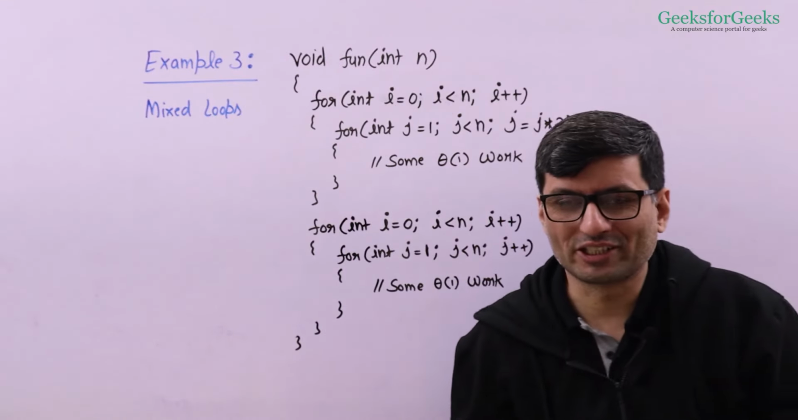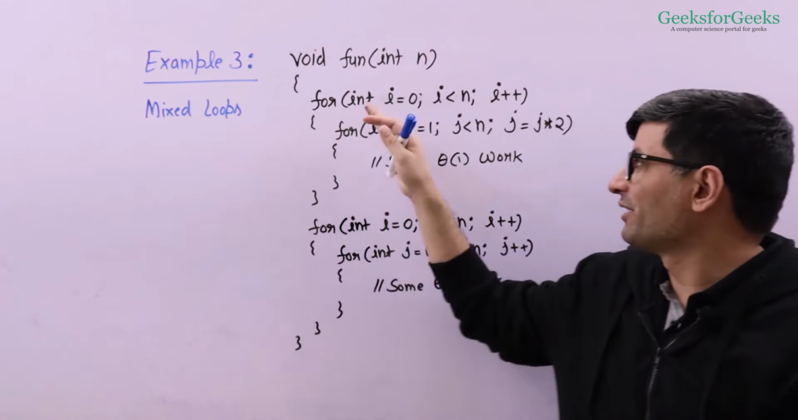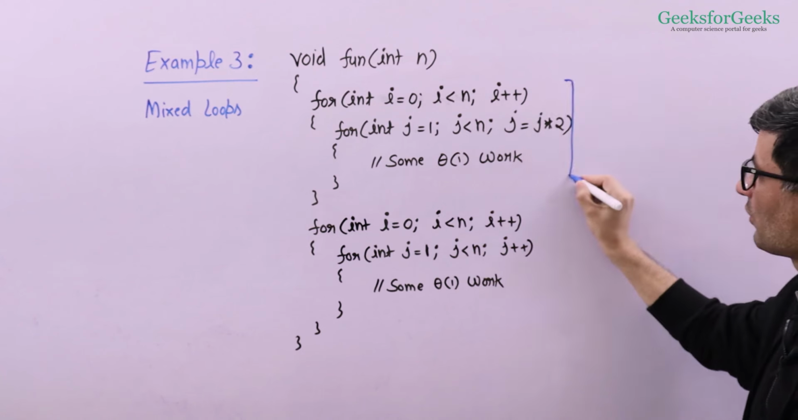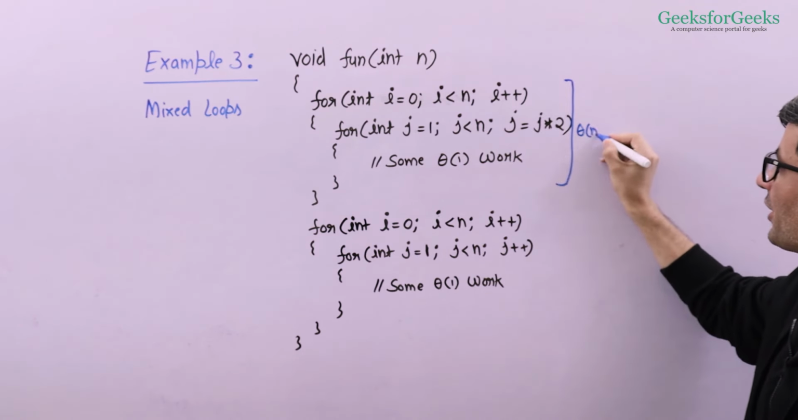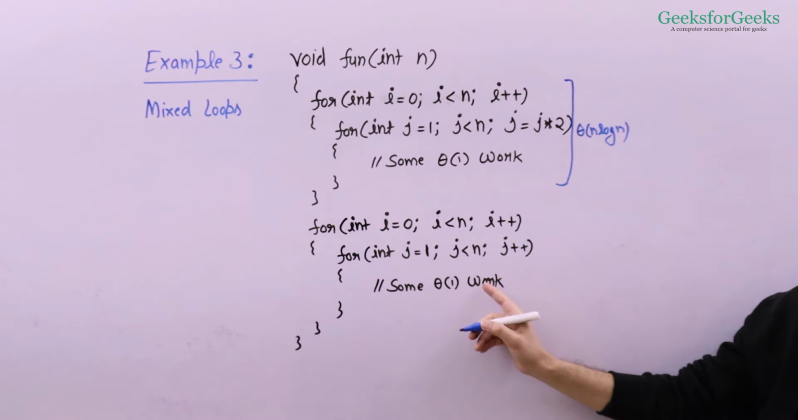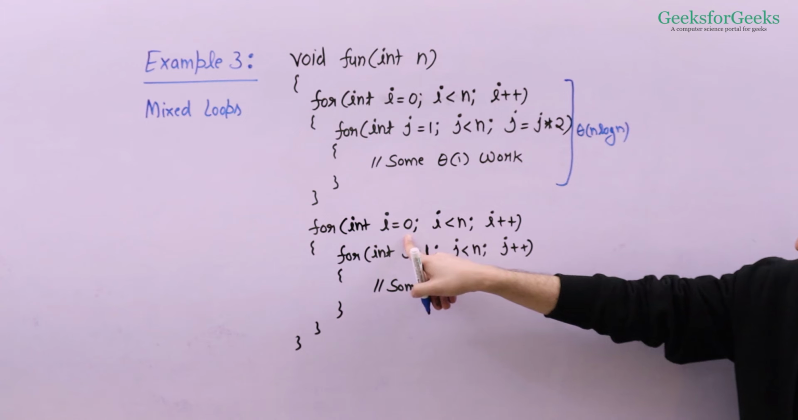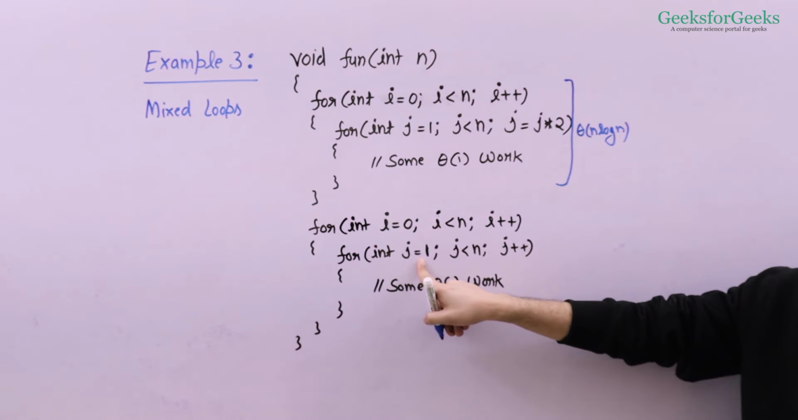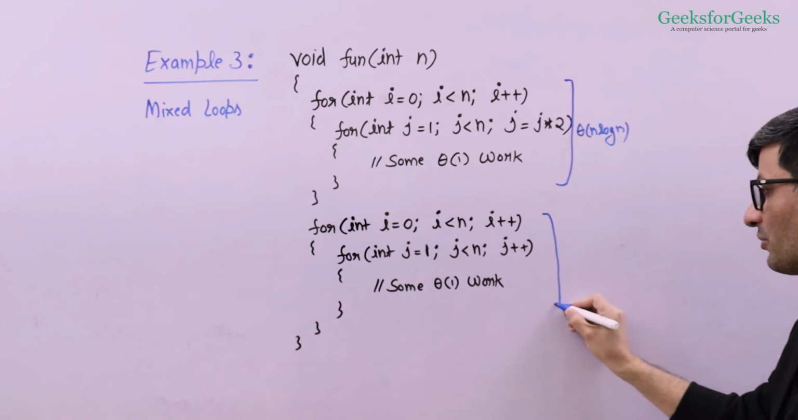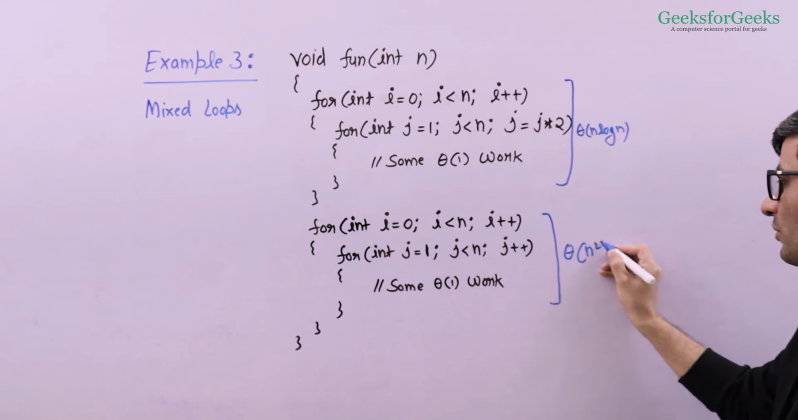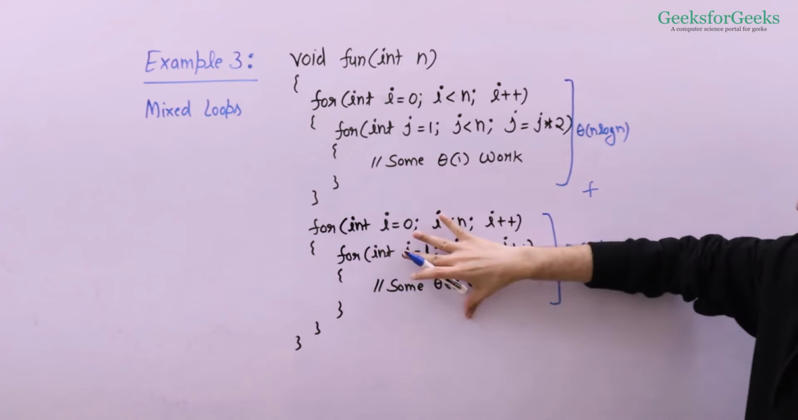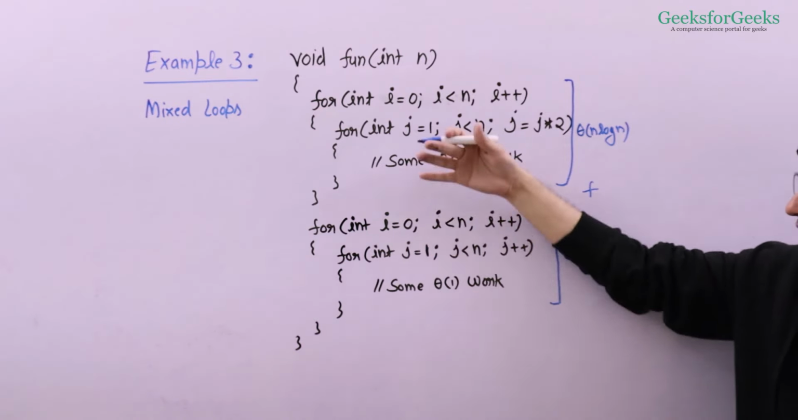Let's now see our third example, and this is a mixed loop. We have nesting as well as subsequent loops. We have already discussed the order of growth of this part. It was theta n log n. We just discussed it. Now let's see this part. What is the order of growth of this part? This loop runs theta n times, and this loop also runs theta n times. So it's going to run theta n times for every iteration of the outer loop. We simply multiply, that's why we get the order of growth as theta n square. So the overall growth is going to be the addition of these two, because this nested loop is after this loop. Now we use the subsequent thing.